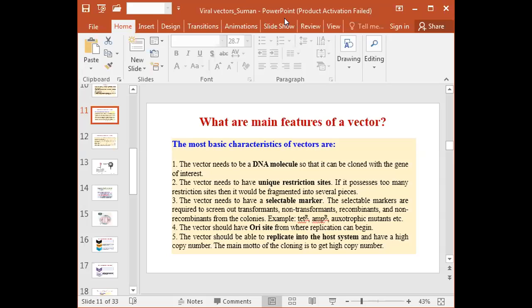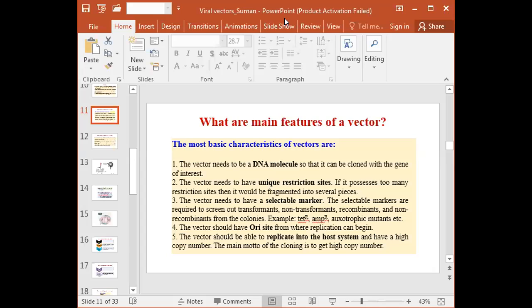The third one is that it needs to have a selectable marker, and that selectable marker is required for the screening of transformants from non-transformants and recombinants from non-recombinants among the colonies of the mixed culture. Mostly an antibiotic resistance gene in the form of the tetracycline resistance gene TET-R or the ampicillin resistance gene AMP-R, or maybe some auxotrophic mutants can be used as a selectable marker, mostly in case of prokaryotic expression.